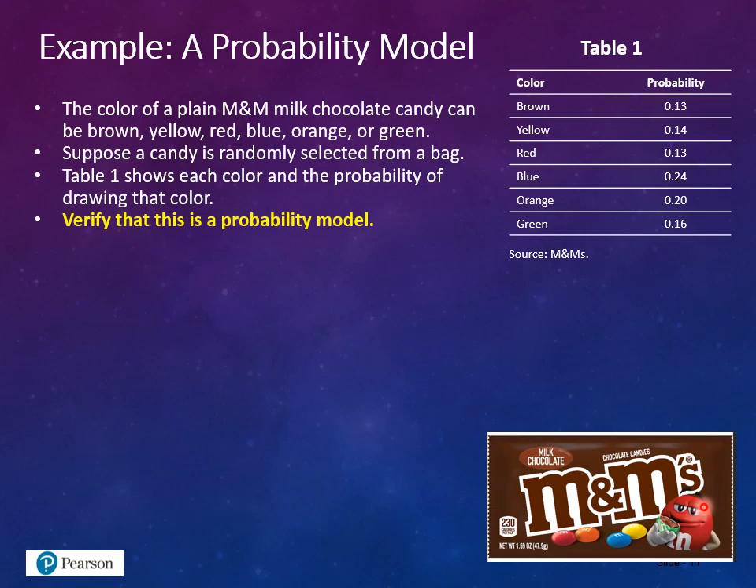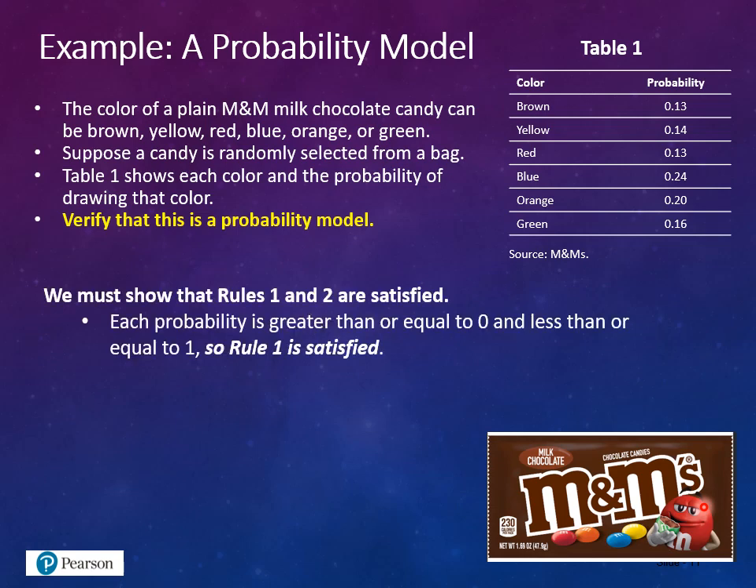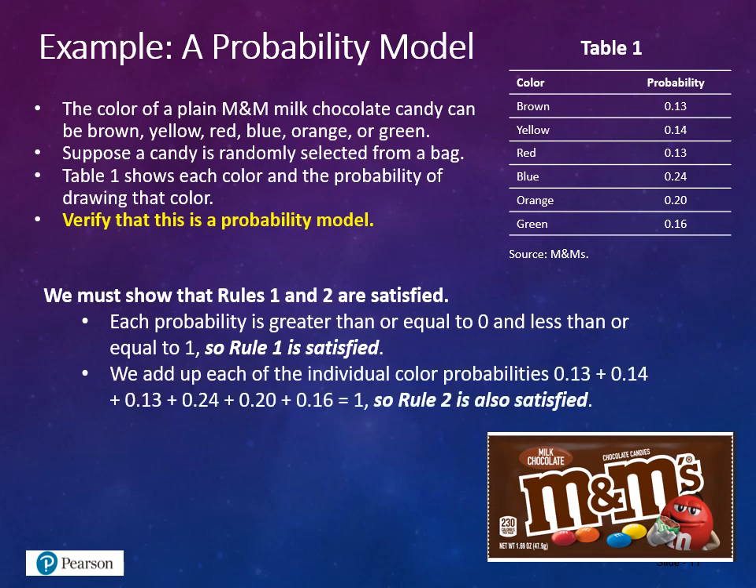Verify that this is a probability model. To verify that we have a probability model, remember the models have to meet the 2 rules. So we just have to show that rules 1 and 2 are satisfied. The first is that every probability is between 0 and 1, and we can see that they're all greater than 0 and less than 1. So rule 1 is satisfied. The second rule says that all of the individual probabilities together must add up to 1. So we add these 6 different color probabilities, and we do get 1. So rule 2 is also satisfied, and the table is an example of a probability model.